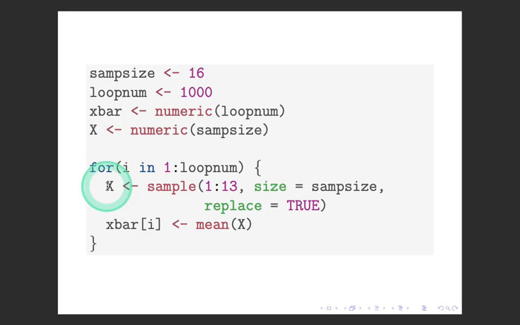So we have x. This will be the sample. We sample from 1 to 13 as before, and this is our sample. Then we go to the next line. So in x bar, in the first, now here i will be 1. This is a vector of length 1000. So the first slot will be filled by the estimated mean of the first sample. Then it will go back. i will then be 2. We repeat this. So now the second slot will be filled by the mean of the second sample.